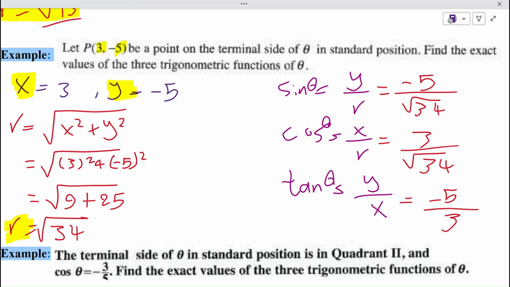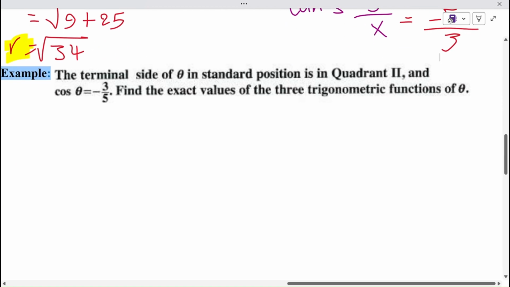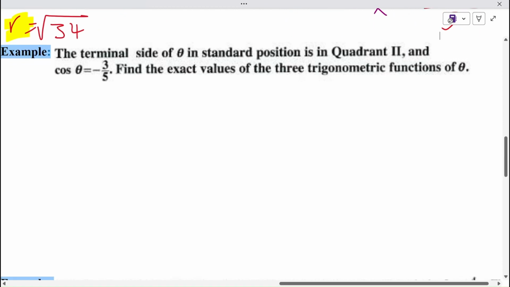But in this kind of question, we have another type. The terminal side of theta is in standard position in quadrant 2, which means the second quadrant, and cosine is equal to -3 over 5. Find the exact value of the three trigonometric functions. Guys, this question gave us two essential things. The first one, the number of the quadrant. The second one, cosine. By using these, we will find the other two trigonometric functions and r.